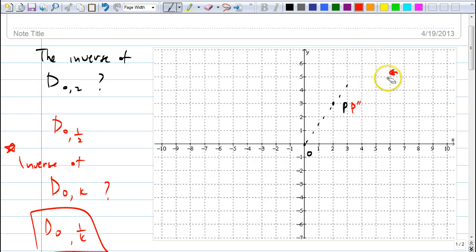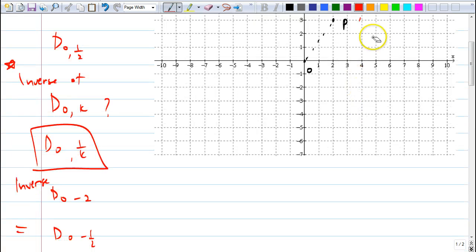And let's see if this puts it back to P double prime. So there's OP. Let's try D of negative 2. Where would D of negative 2 get this point to be at? On the opposite ray. So it's going to be on the opposite ray, so I have to go down 3, right? Down 3, okay. So it's going to be on this ray, right?